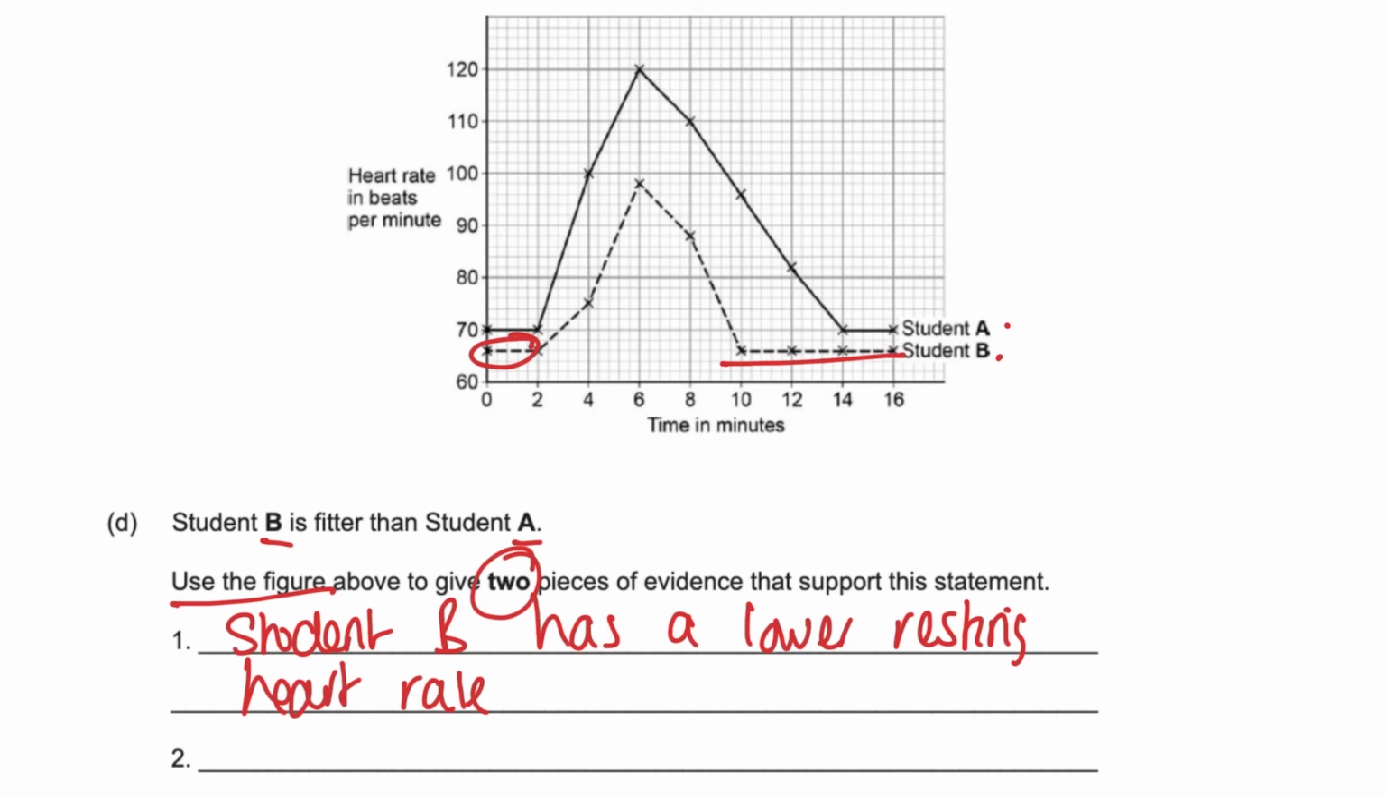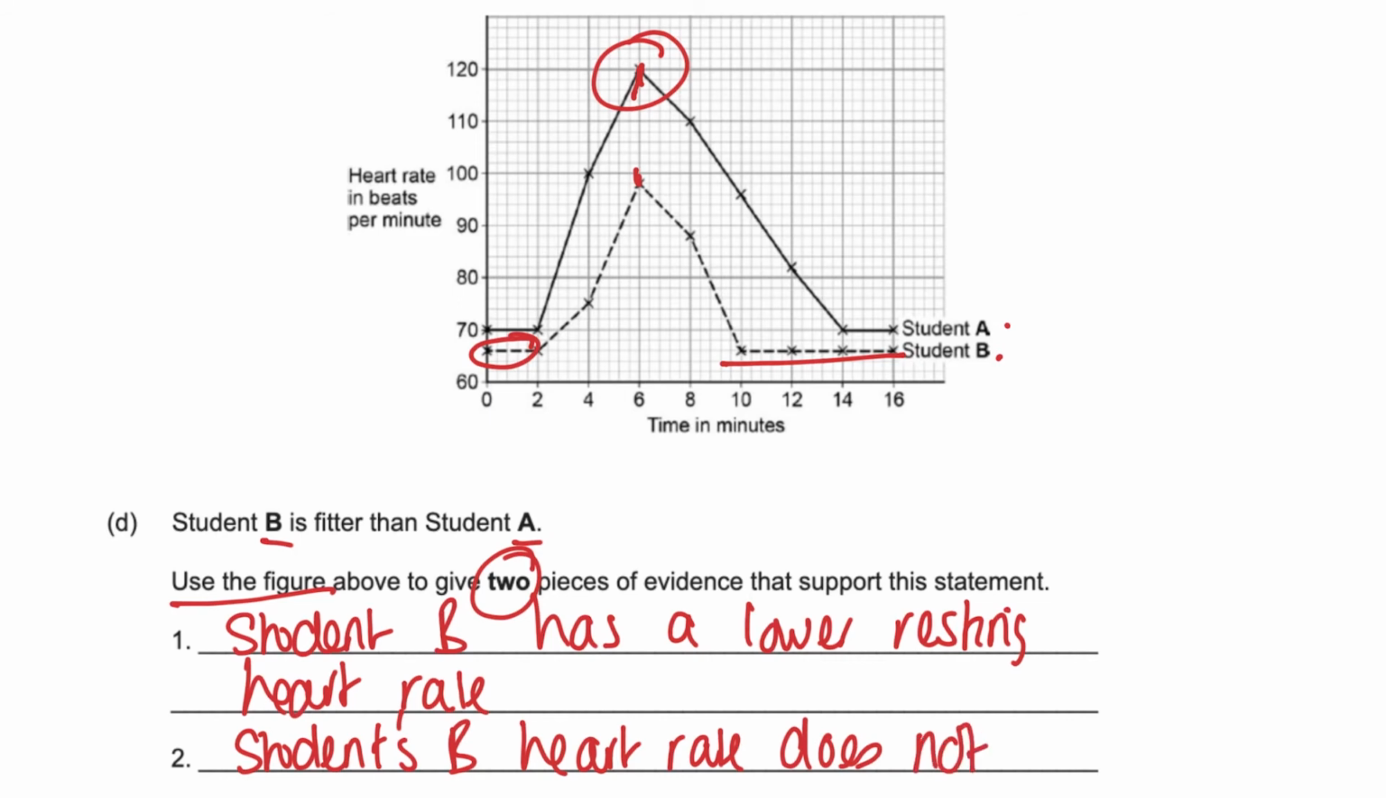Second thing we can notice, what can we notice the difference between these lines on the graph? We can see that there's a difference here and here. That student B's heart rate doesn't increase anywhere near as high as student A. Student A gets all the way up to 120, whereas student B doesn't even make 100. So student B's heart rate does not increase as much as student A. Again, that would show that he's fitter, that his heart doesn't pump as fast.